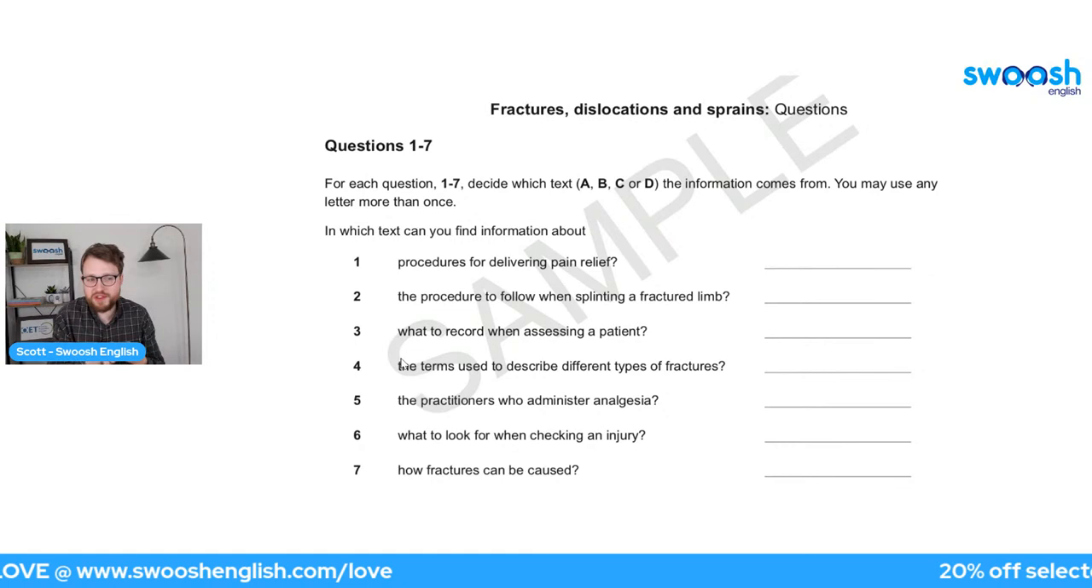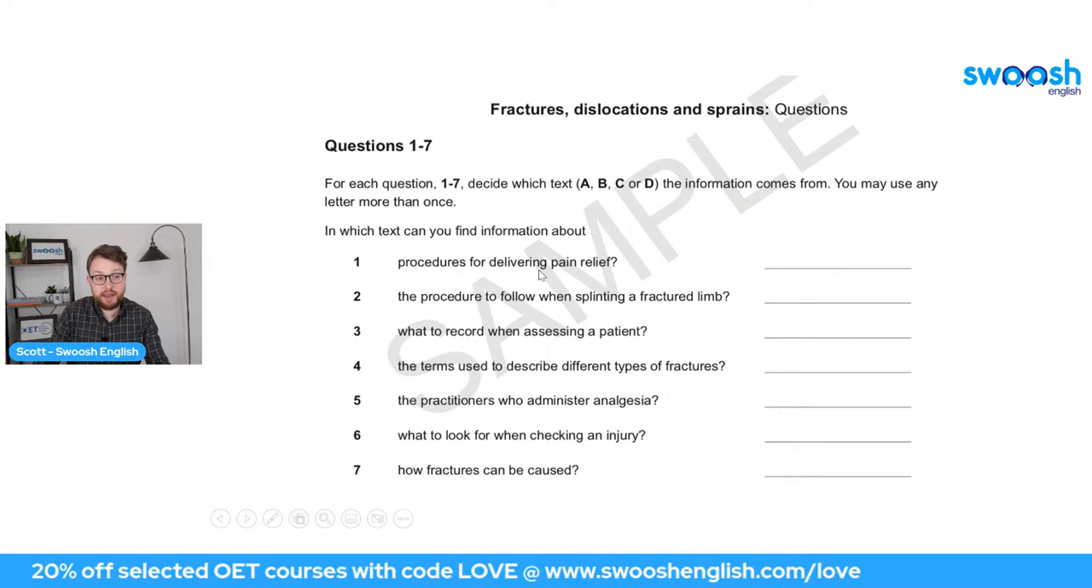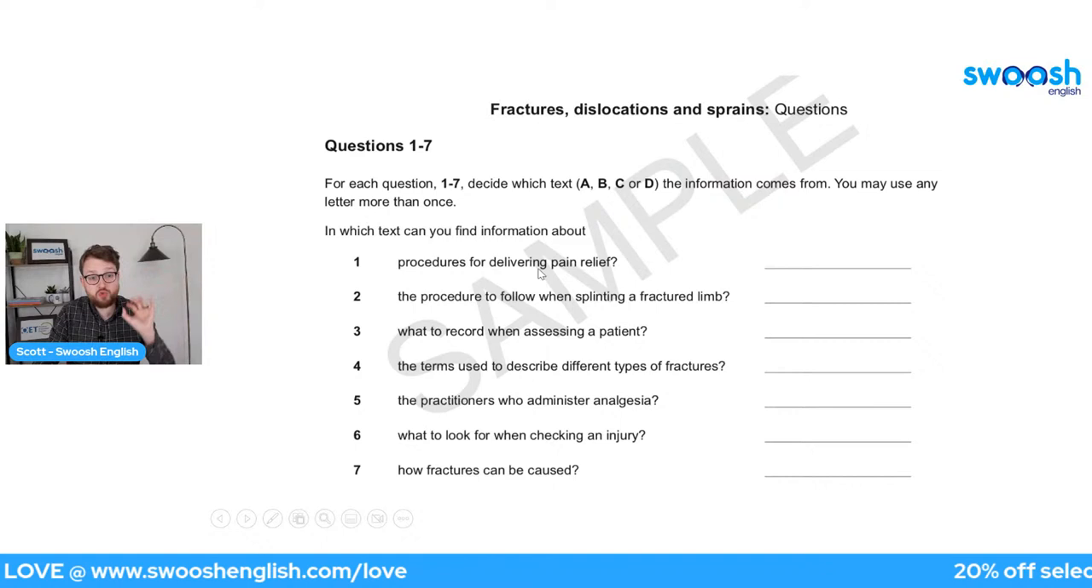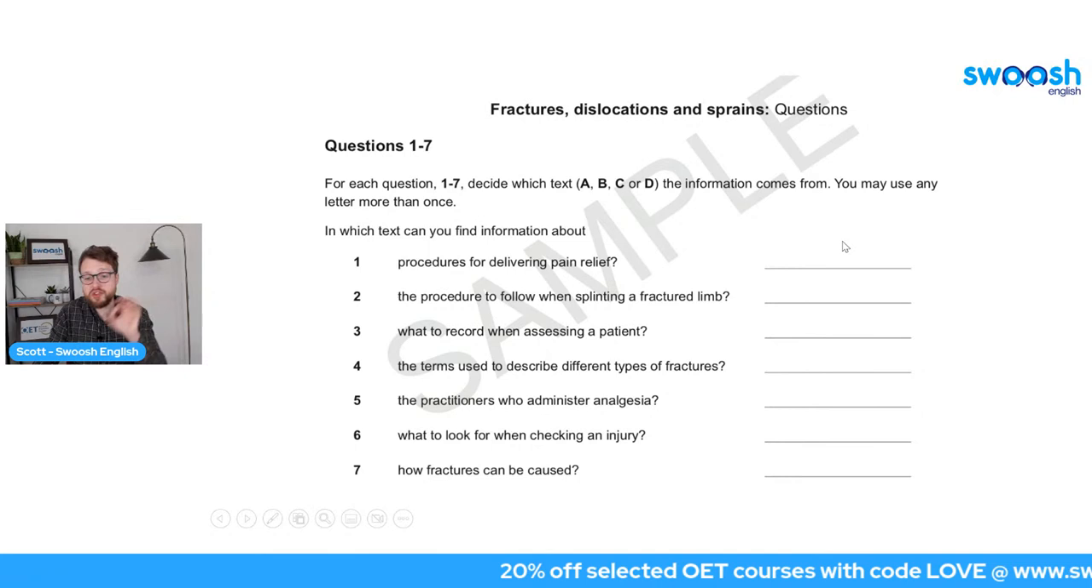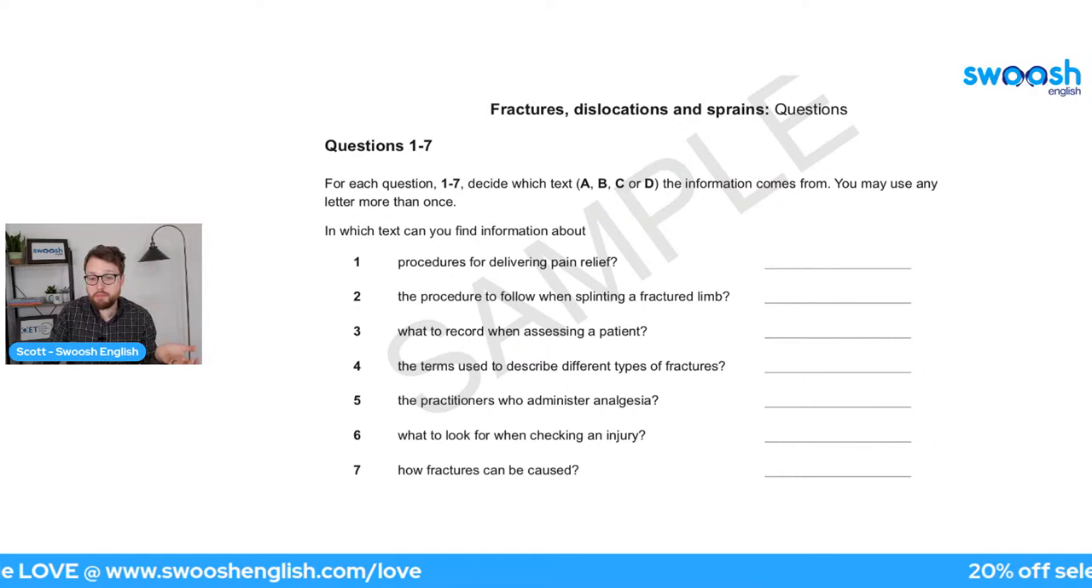So we have procedures for delivering pain relief. Based on our understanding of the headings by themselves, which one do we think is the answer? A, B, C, or D? Send your comments in, guys, to the chat box. Tell me what you think your answers are. We're just seeing how accurate we can be with predictions only, and we can see how good we can be as a whole for this.